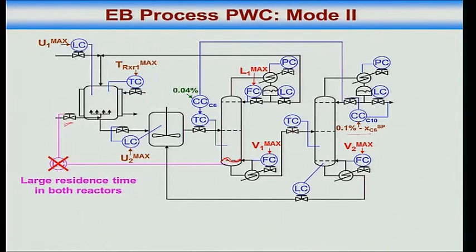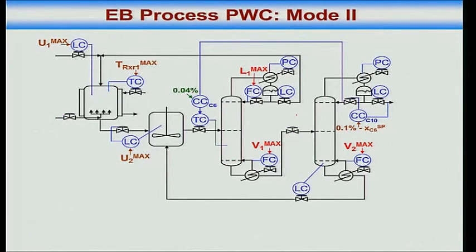This was problematic. So I took this temperature controller out and put a level controller instead. Now this valve is free. How do I manage it? I will keep the ethylene in ratio with the total benzene. Okay. So now these are my 2 unconstrained degrees of freedom. 1, 2. Yes or no?